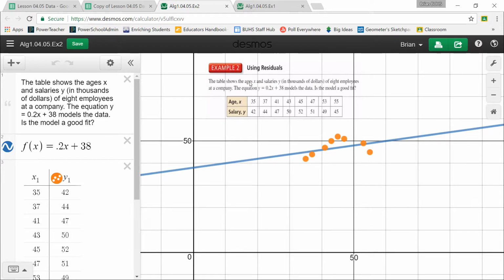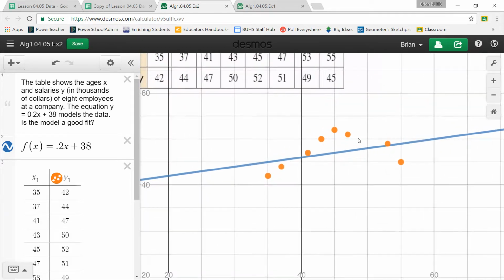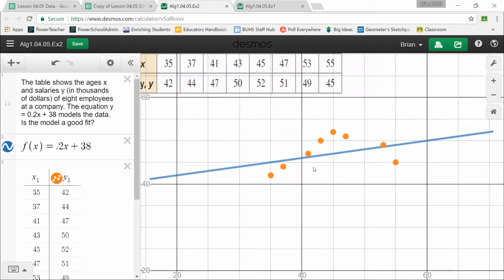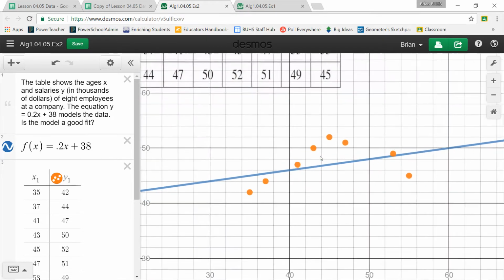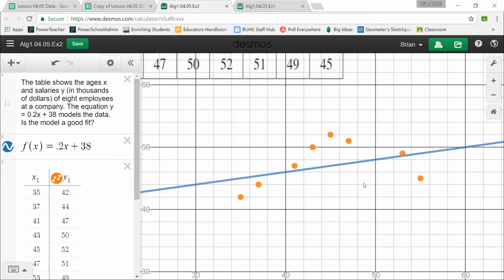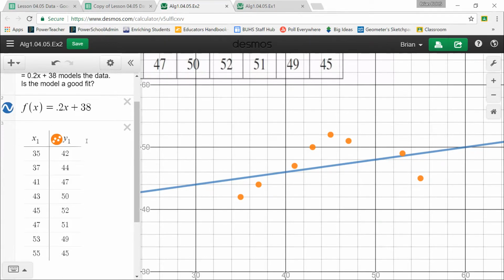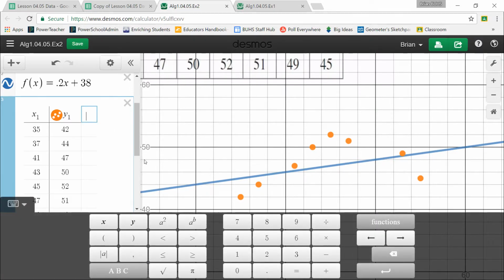All right. So here is the line. That's the equation they gave us. Here's the data plotted. Now looking at this, do you think that line represents that data great? Not terribly. It looks like that's almost a little bit more of a curve. And we'll actually see the same thing when we do the residuals. So let's do it with a table again real quick.